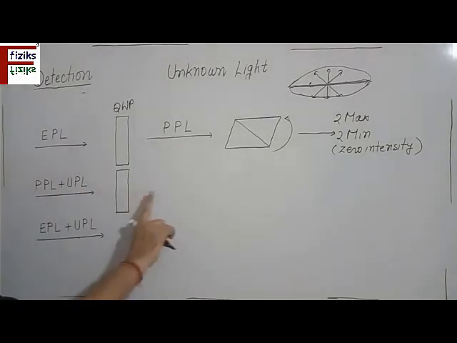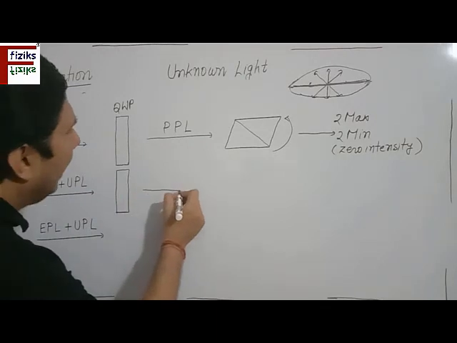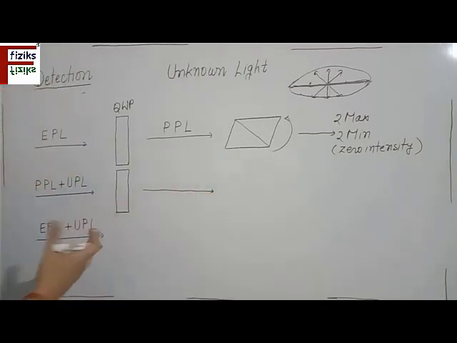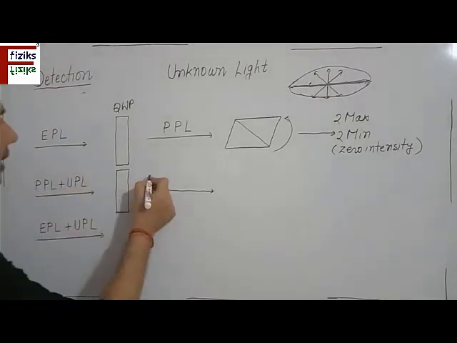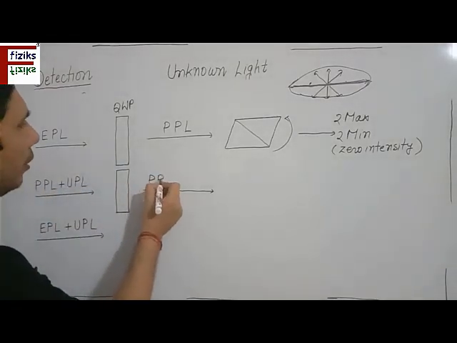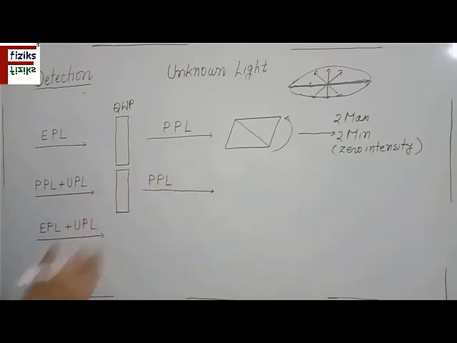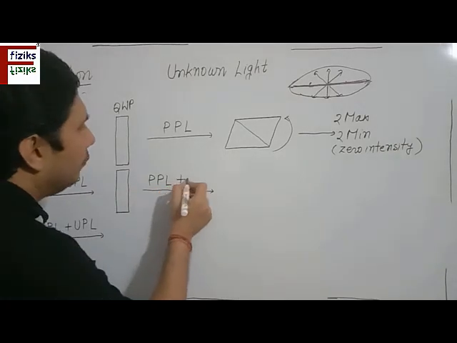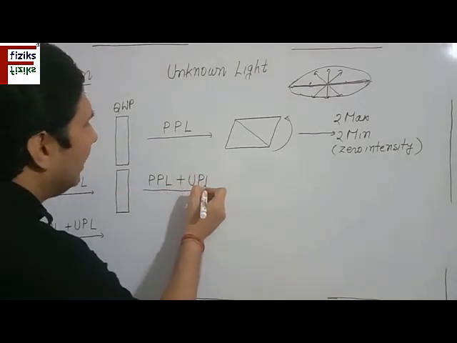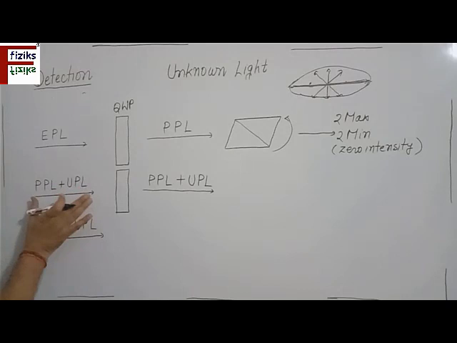and it will pass through this quarter wave plate as an E ray. There will be no O ray in this case of PPL, so it will remain PPL. It will not change, it will propagate through this quarter wave plate as an E ray. There will be no O ray, no double refraction. So PPL will remain PPL and UPL will remain UPL. So we will have the same polarization as we have on the incident side.